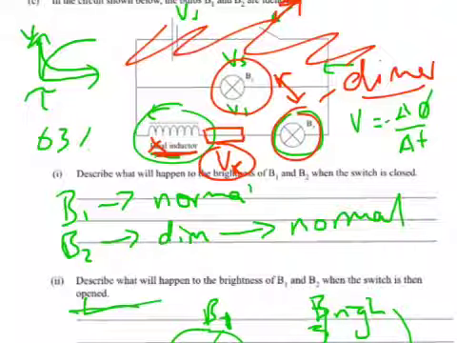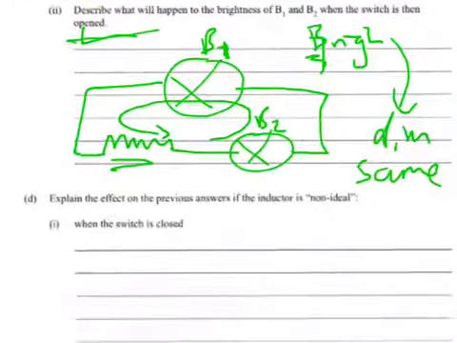That means both bulbs will be dimmer initially, and then they'll both eventually turn off, because that's what happens when the EMF from the induced voltage from the inductor goes to 0. And I think that's all it is.